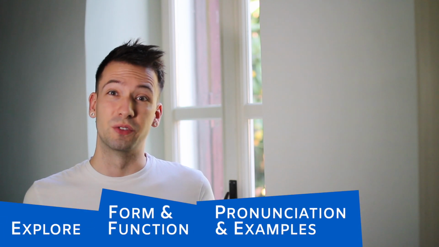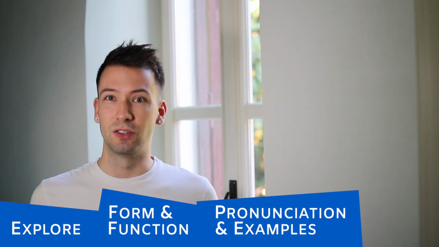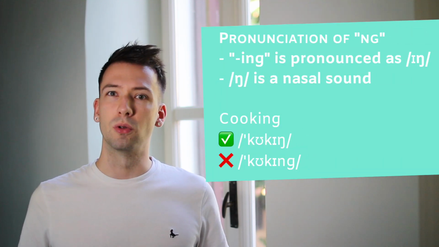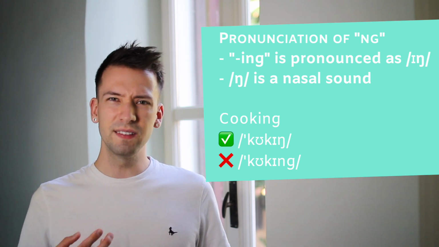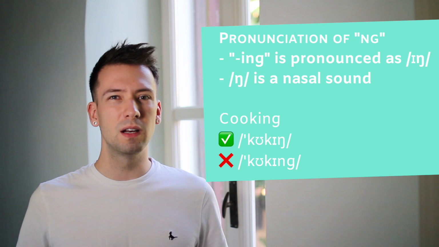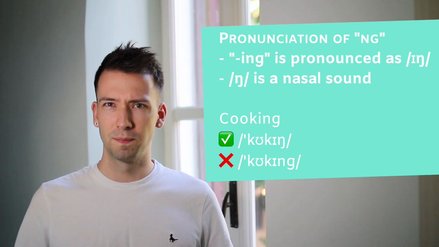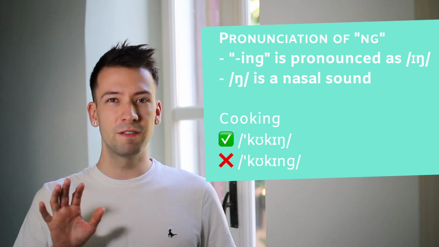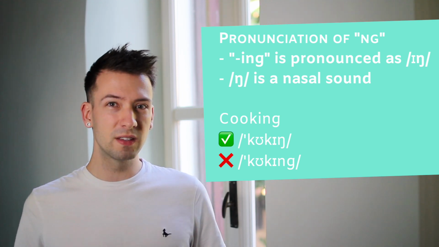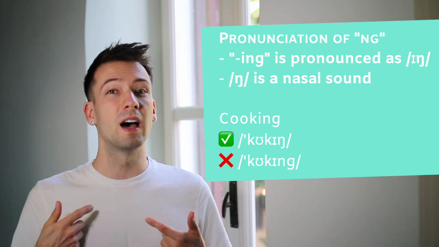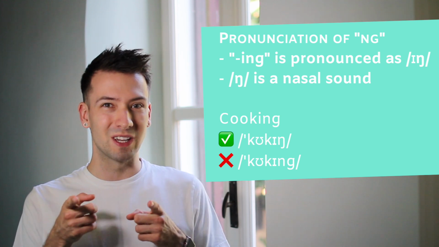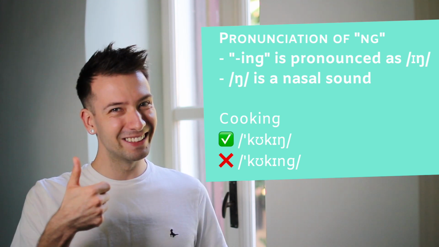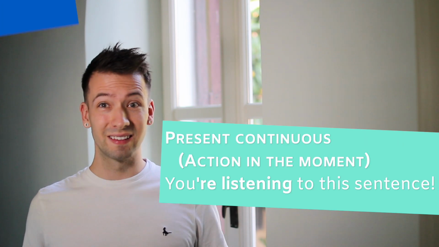When we pronounce present continuous, the ng at the end of the present participle is pronounced as a nasal sound. For example, cooking, not cookin. The sound is quite nasal, and it might be a little bit difficult to produce at first. So, as we look at these 5 more examples of present continuous, you can try and repeat after me. I'll leave a short pause after my sentences so you can try and repeat. Ready? You're listening to this sentence.